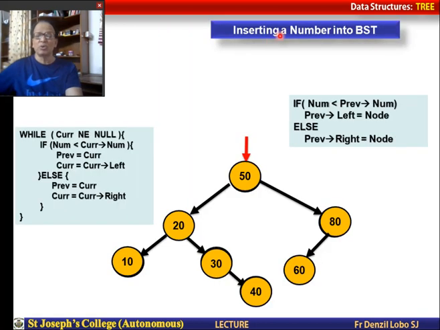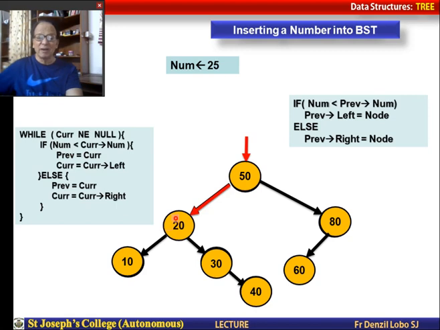So I'll show you pictorially now. Inserting a number, for example, I have a number called 25. So how do I do it? I come here, always we start with the root node. As you see, the number is less than 50. Therefore, I start traversing the left. So here, current is not equal to null. Head is pointing to current, therefore this becomes previous, this becomes current.